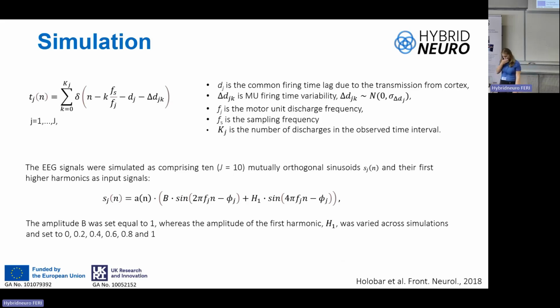In this study, at first everything was tested on simulated signals, and in those simulated signals, oscillators that look like EEG signals were generated using a mixture of sine waves. With B, we are denoting the basic frequency of tremor, and with H1, we are denoting the first harmonic of that frequency.